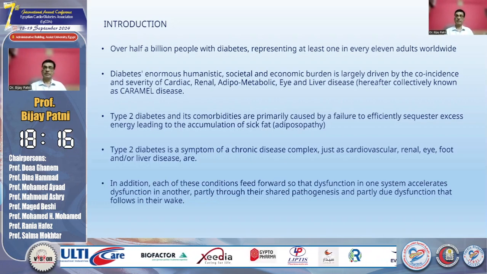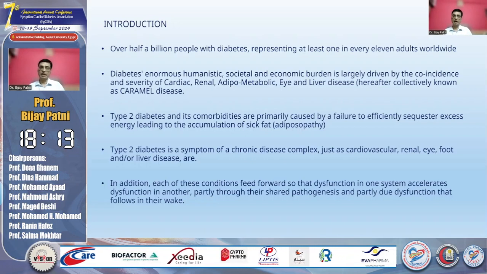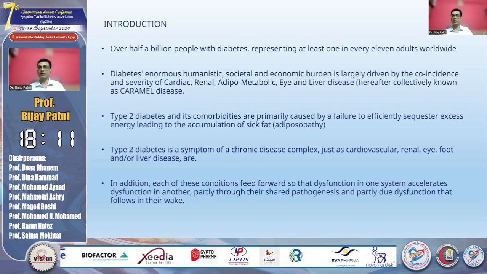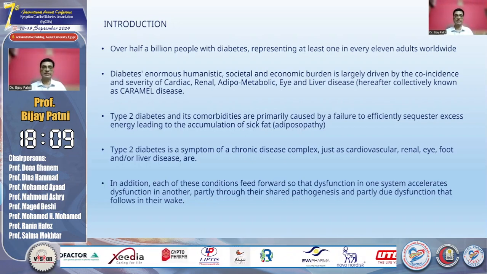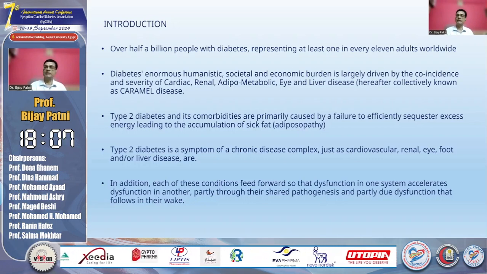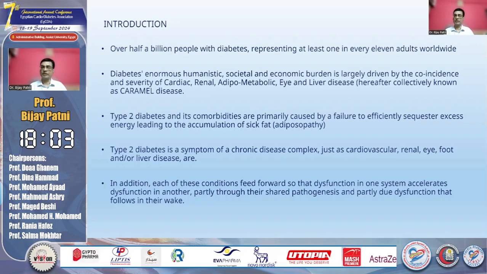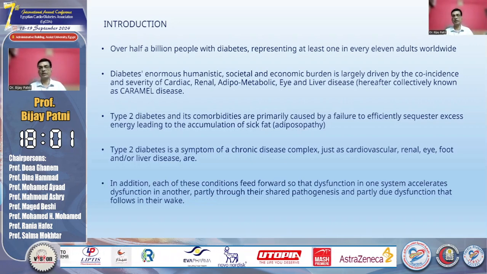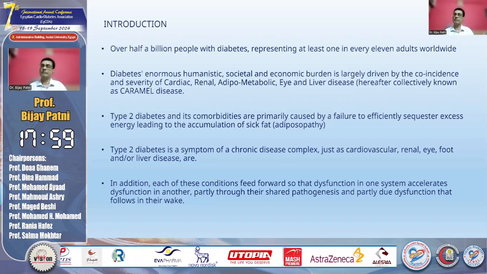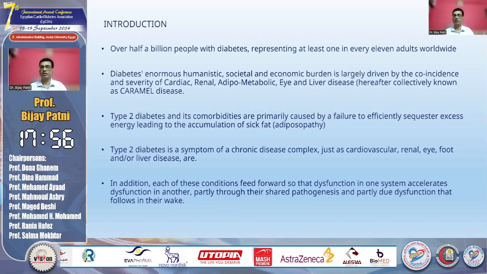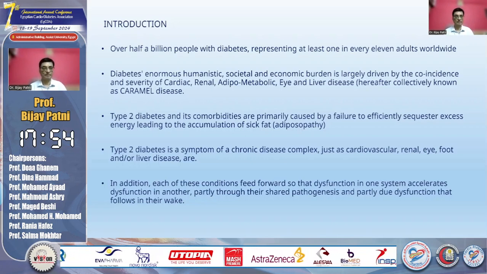Now, type 2 diabetes mellitus and its comorbidity are primarily caused by a failure to effectively sequester the excess energy, leading to the accumulation of sick fat, adiposopathy. And this is the baseline problem. Rather, this is the driver which actually leads to the pathogenesis where almost all the chronic diseases get assembled.